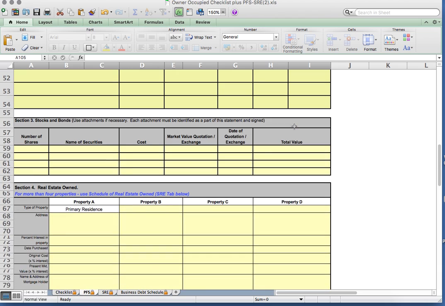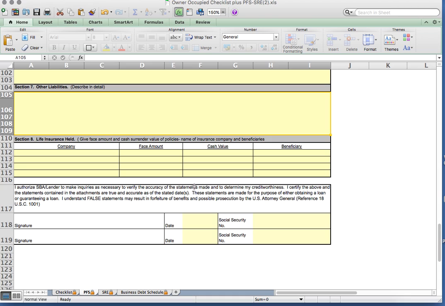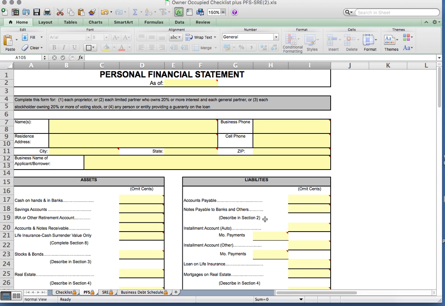And again, we've mentioned all the sections down here that we've described. At the very bottom, it's really critical that you sign this, both parties if there's two, you date it, and then you give us your social security numbers. That's very, very important when you send that back to us.